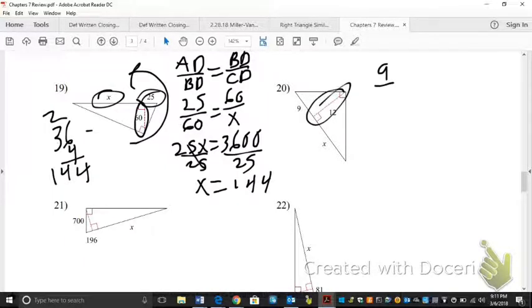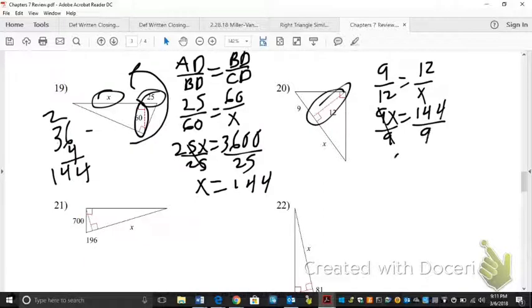20, same idea. We have an altitude problem. So we have 9 over 12 equals 12 over x. Cross multiply, 9x equals 144. Divide both sides by 9. And we get x equals 16.